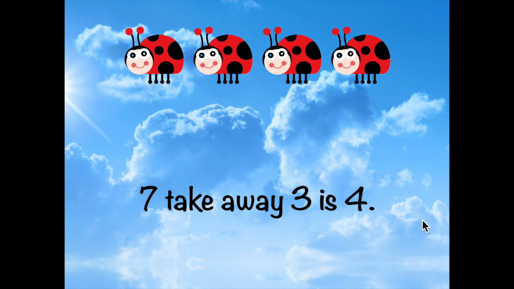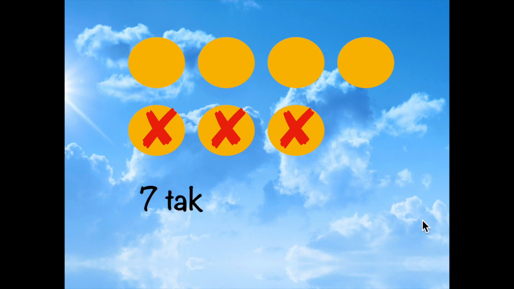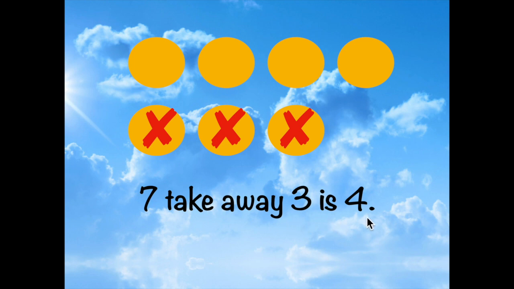Let's show this with counters. How many counters do you think I should start with? You're right, 7 counters. The only difference is it's counters, not ladybugs. What could I draw on the counters to show that the ladybugs flew away? I could draw X's. Since 3 flew away, I would draw 3 X's. Are there still 4 left over? You're right, it's just a different way of showing it. So the subtraction sentence would be the same. 7 take away 3 is 4. Can you try to read that with me?